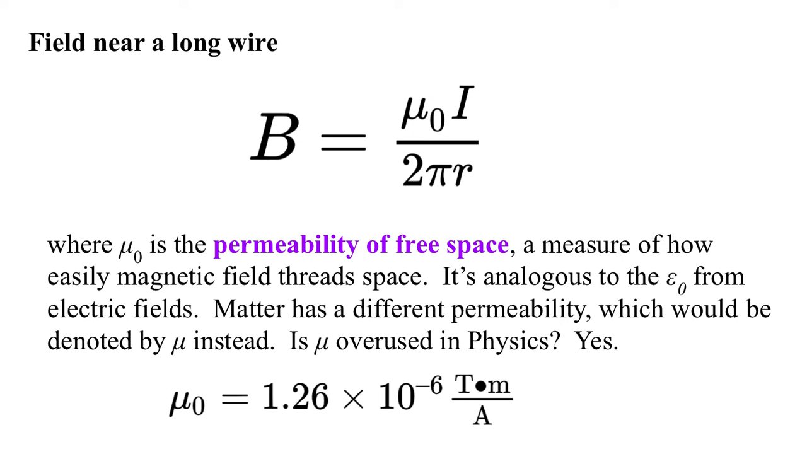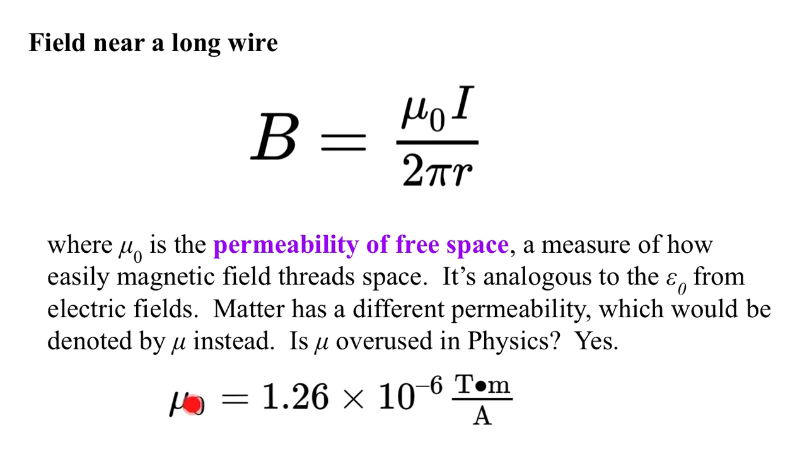This thing, mu naught, is called the permeability of free space. It's a measure of how easily magnetic fields go through the space. It's kind of analogous to epsilon naught from electric fields. Matter would have a different permeability, so there'd be a different mu instead of mu naught, just like we could have done with dielectrics, that there was a different epsilon instead of epsilon naught. Have we overused mu as a symbol in physics? Yes, we really have. There's too many things that have mu. Here, of course, it is meant to be m for magnetism, right? Mu and m for magnetism.